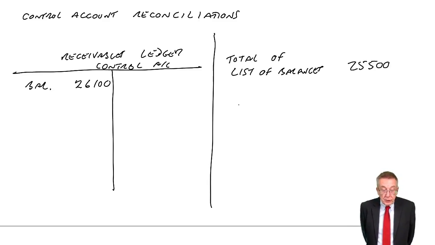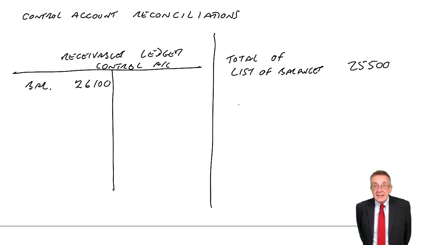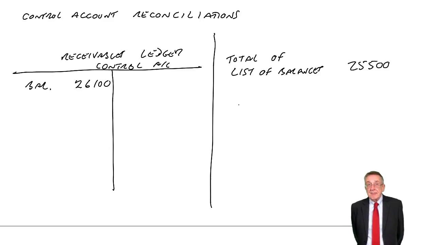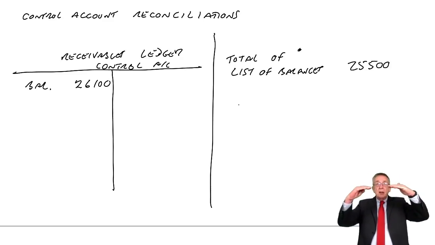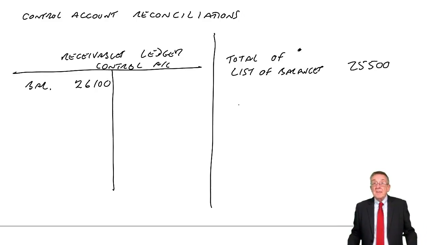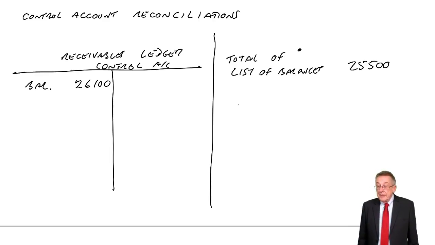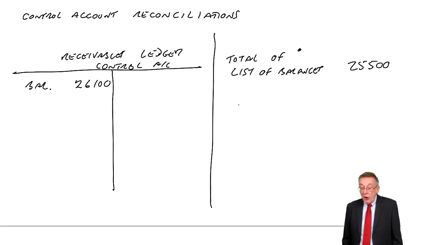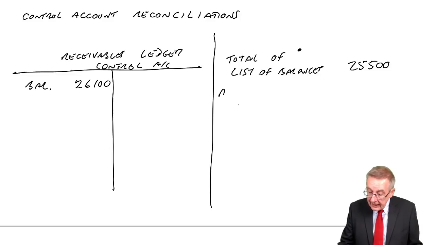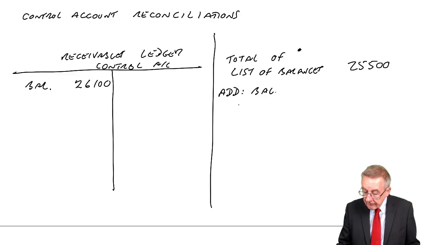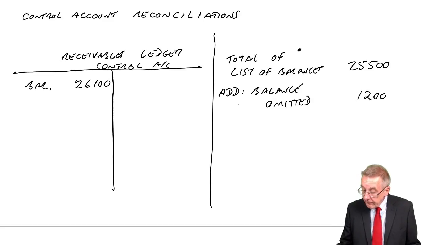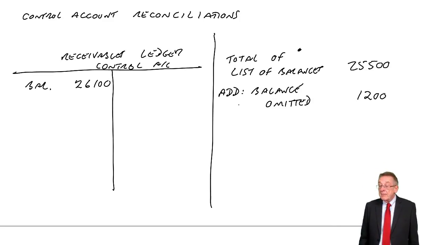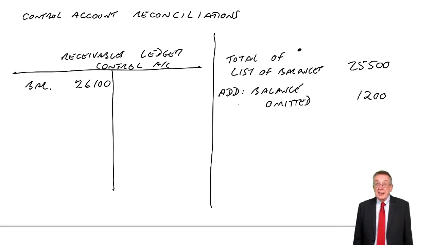A: a balance of 1,200 owing from Alex had been omitted, missed out from the list of balances. So first of all, what's wrong? Surely it's the list of balances that's wrong. We've listed them all, Mr. A, Mr. B, Mr. C, and so on, and added them up. But when we listed them, we've missed one out. Maybe we turned over two pages at once. Obviously, if you've missed one out, the list is wrong. We should add it into the list. So we'll add the balance omitted, or missed out, at 1,200. Now, I won't get a total yet until we've dealt with all the errors, but surely the total should be 1,200 higher.